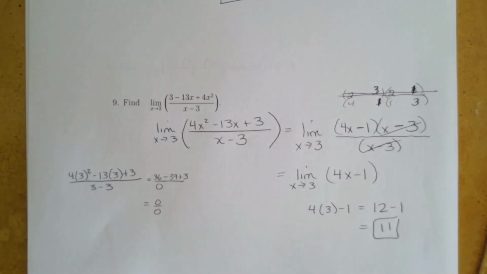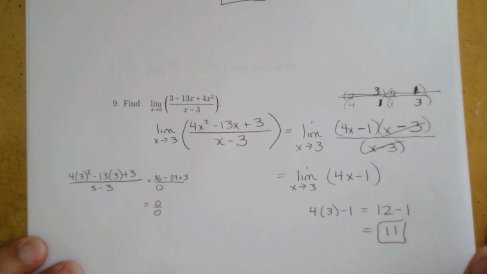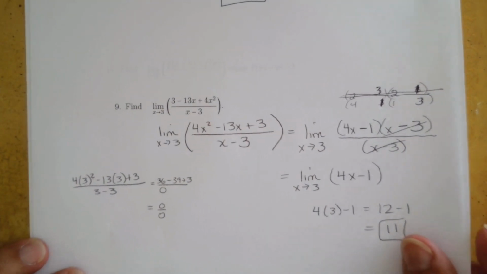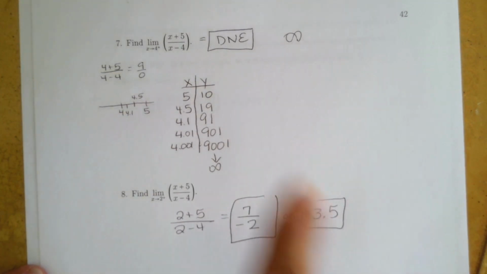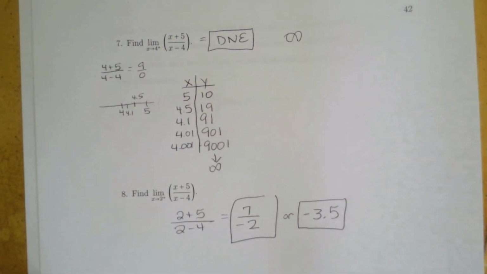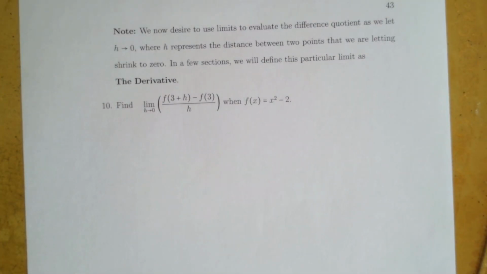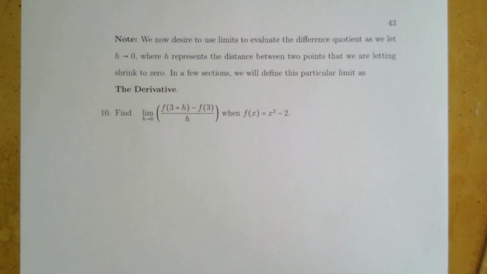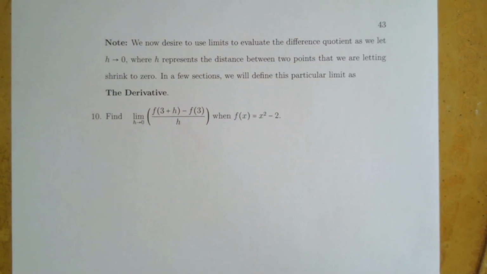All right. So now you've seen all 3 forms: the 0 over 0, the number over 0, like this one, or just plugging it in and getting an answer. So those are the things that are going to happen to you. So those are the 3 things you're looking for.